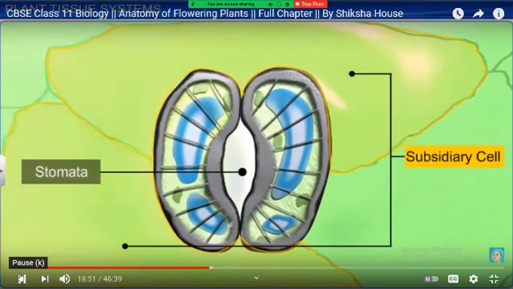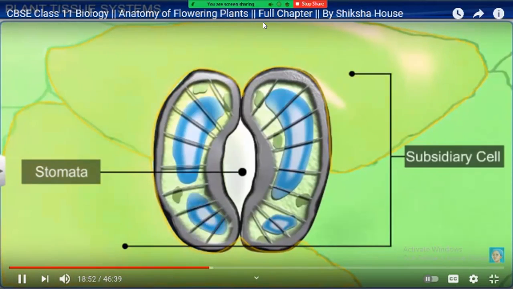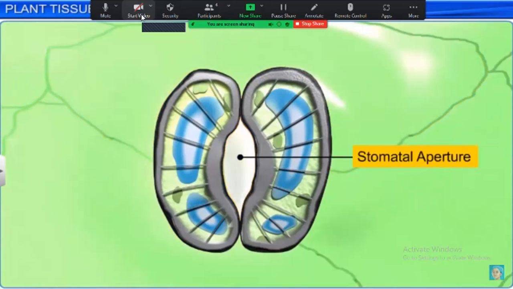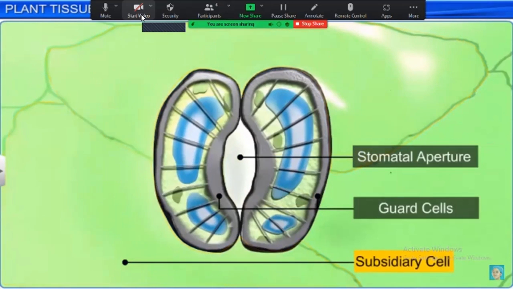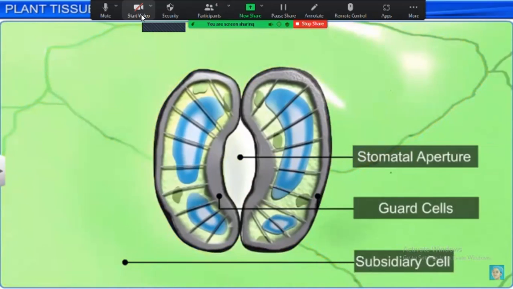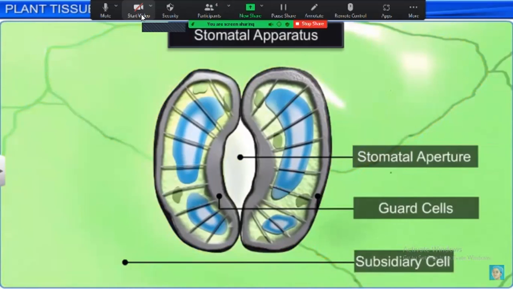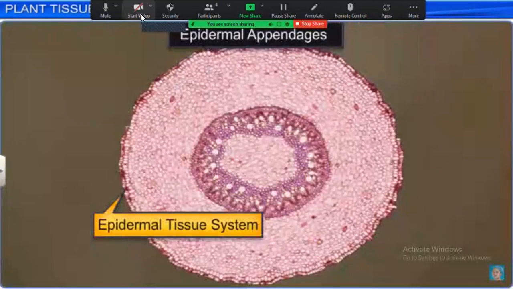cells. The stomatal aperture, guard cells, and the surrounding subsidiary cells are collectively called stomatal apparatus. The epidermal tissue has epidermal appendages such as hair and trichomes.